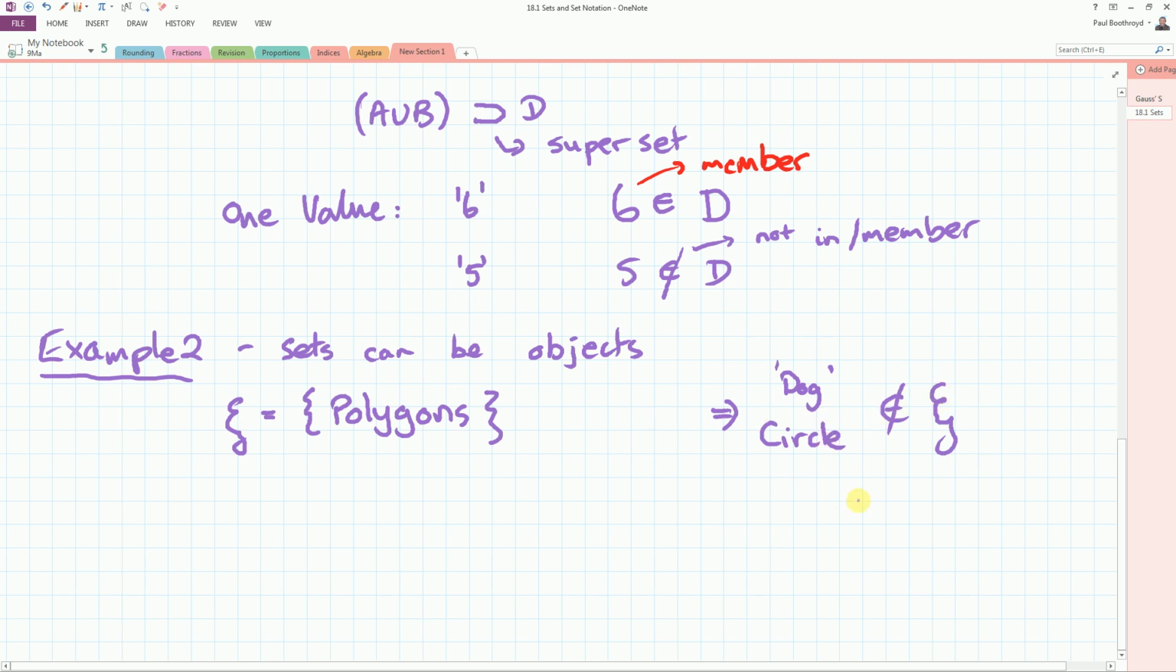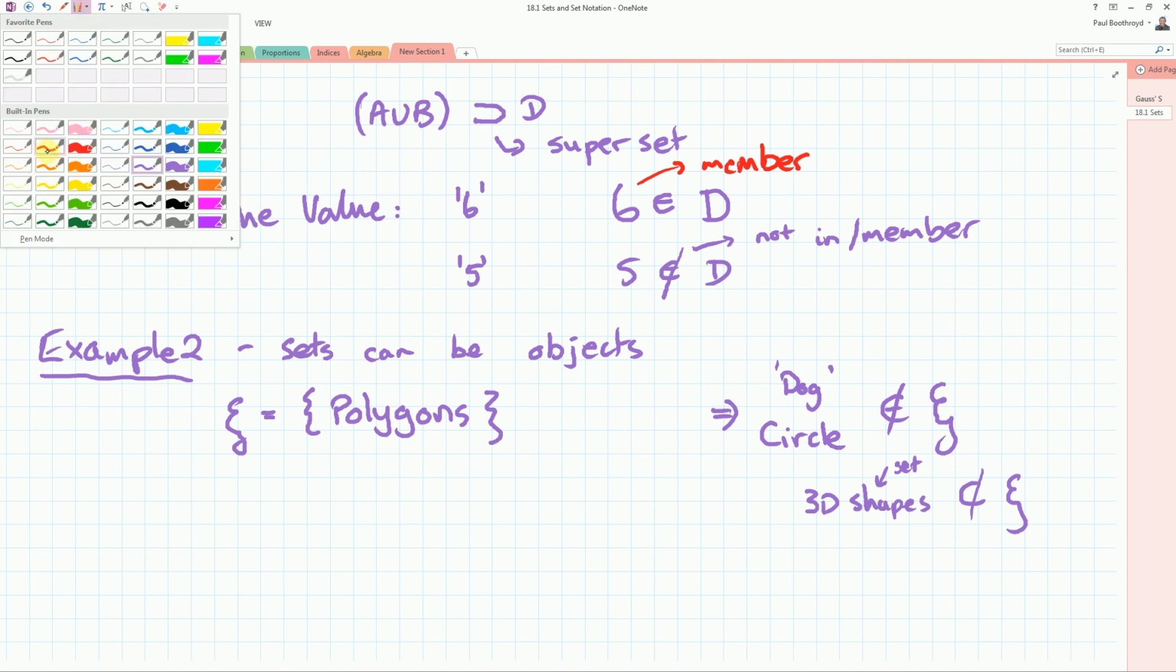Yeah, the group 3D shapes is not contained within my universal set, because this is a set over here. I'm comparing two sets, so is it a superset or a subset? No. 3D shapes is a set, but it's not a subset of my universal shapes. So let's write that phrase, just so you know that one.